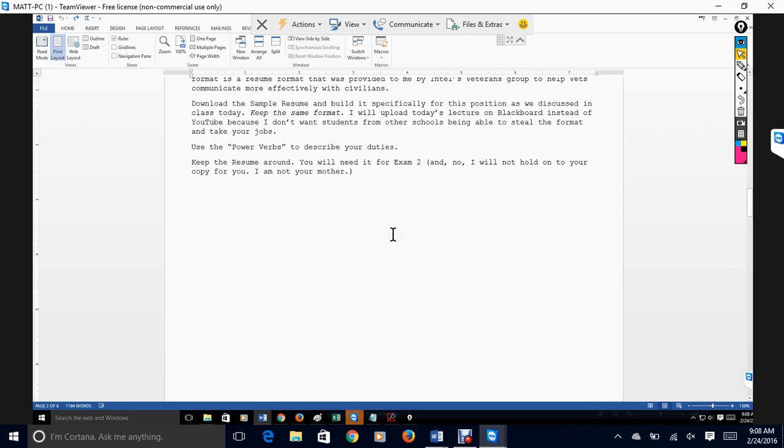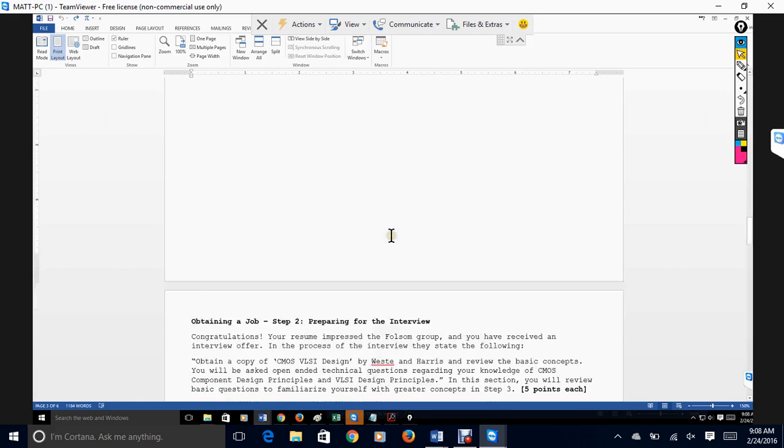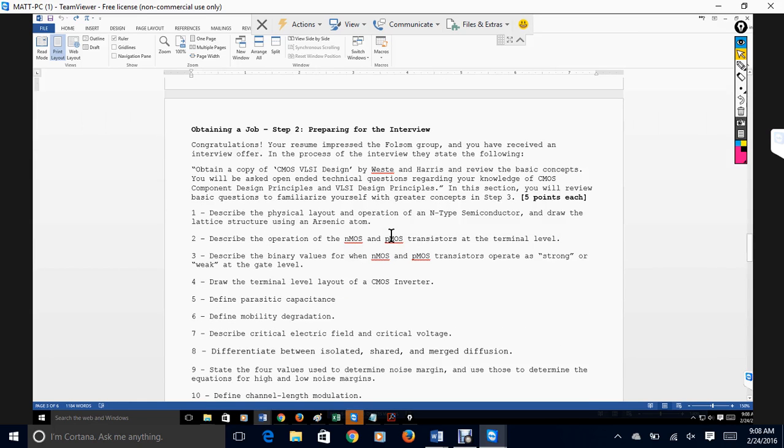That's the first part. The second part is preparing for the interview. Congratulations, your resume impressed the Folsom Group and you received an interview offer. Then they'll do something like this: obtain a copy of CMOS VLSI by Weste and Harris and review the basic concepts. You'll be asked open-ended technical questions regarding your knowledge of CMOS component design principles and VLSI design principles. You see in the job description it said CMOS design principles and VLSI design principles, right? So I've phrased the question in the way that they may ask it.